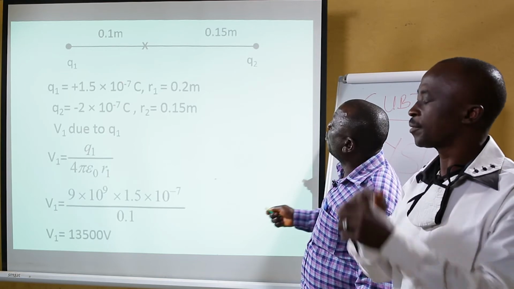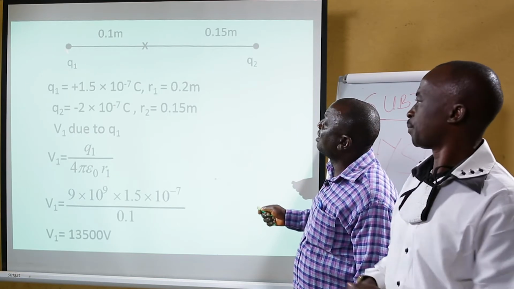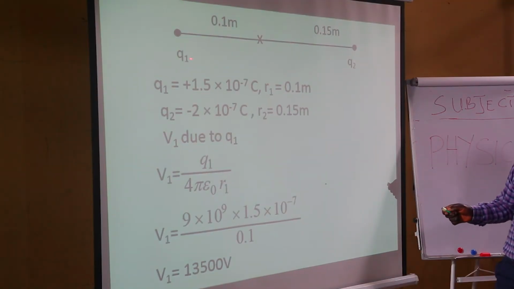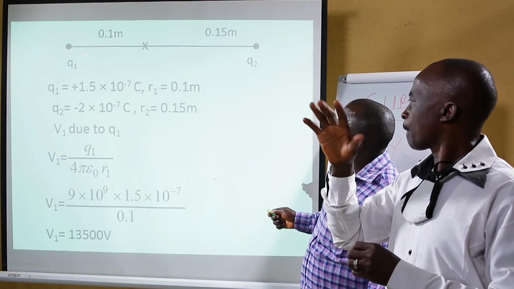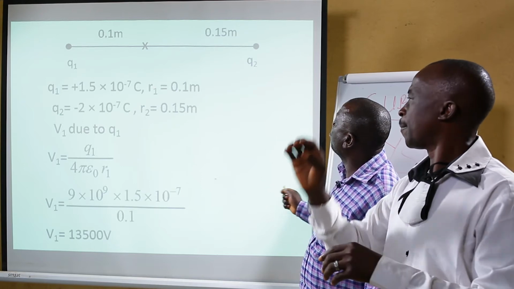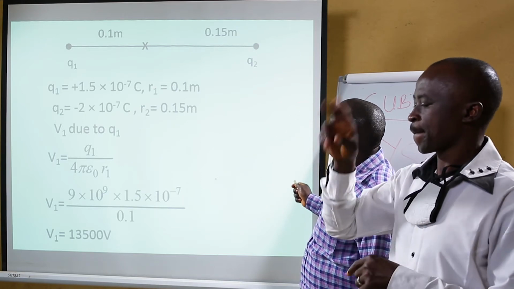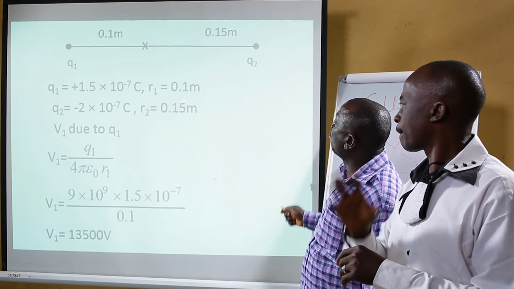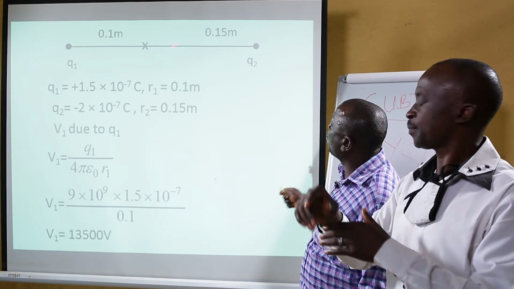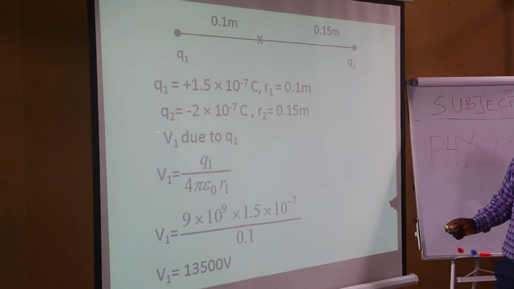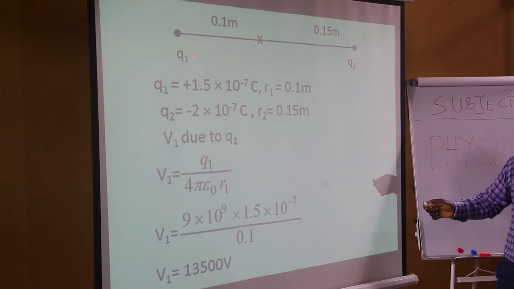Solution. We have our diagram. We have the two charges, Q1 and Q2. Now we have seen from our diagram that Q1 is plus 1.5 times 10 raised to power minus 7 coulomb, and the distance of Q1 from our point here, which is R1, is 0.1 meter. Then our Q2, second charge, is minus 2 times 10 raised to power minus 7 coulomb, and R2, which is the distance between our charge Q2 and this point, is 0.15 meter.